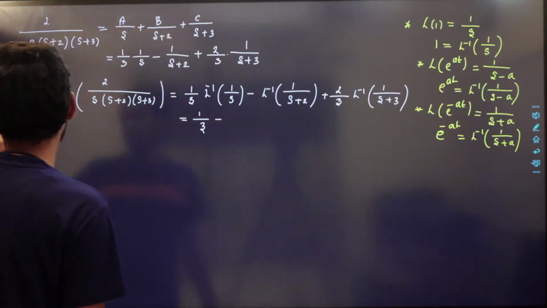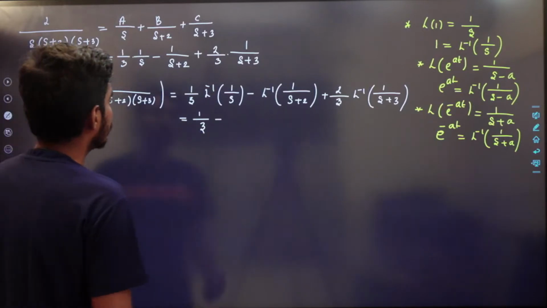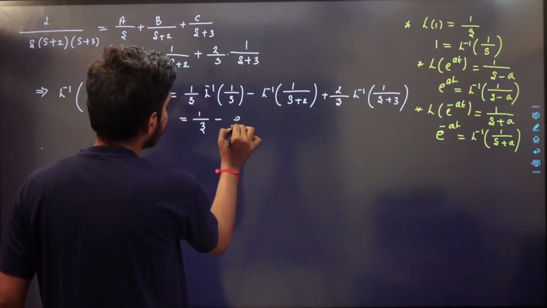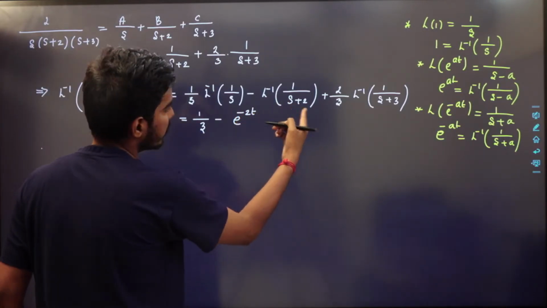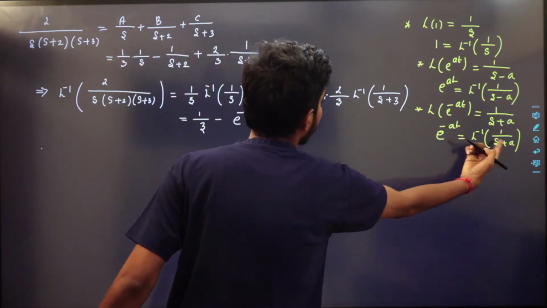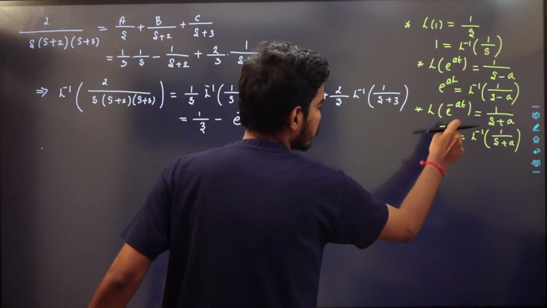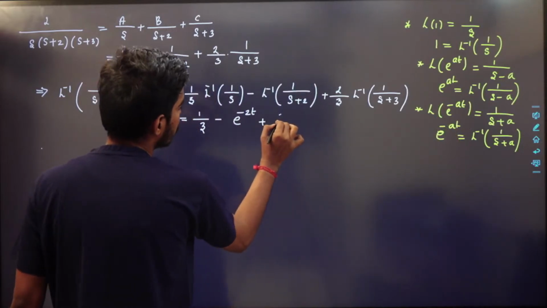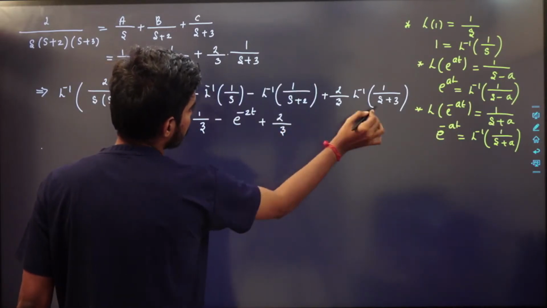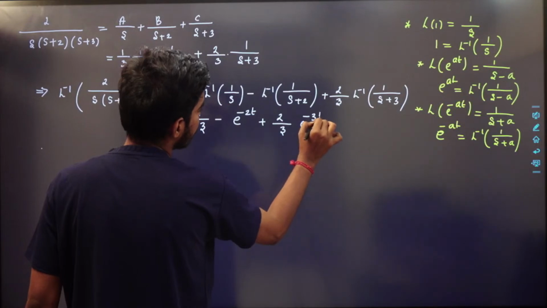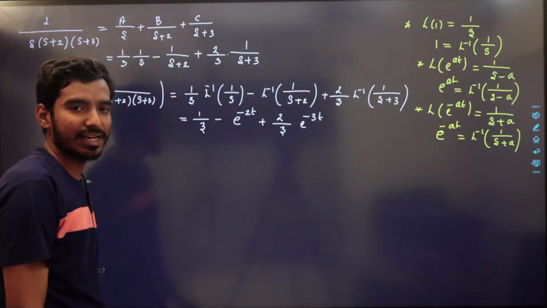So if I make use of these formulas, this is e power minus 2t, because when a is 2, L inverse of 1 by s plus 2 is e power minus 2t. Plus 2 by 3, this is e power minus 3t. That's it, this is your required answer.